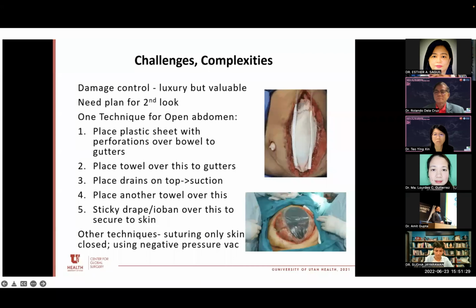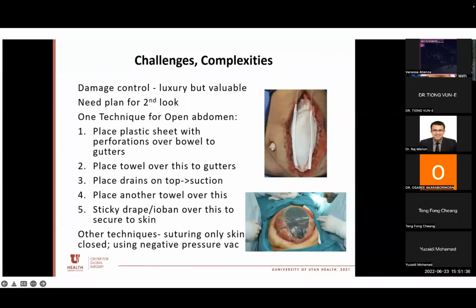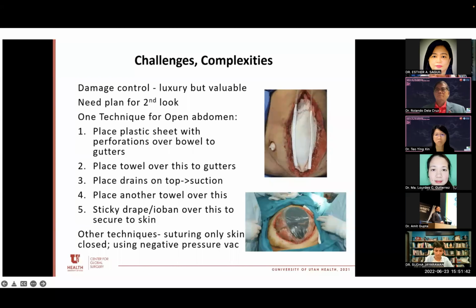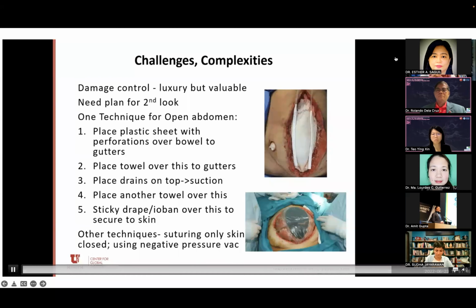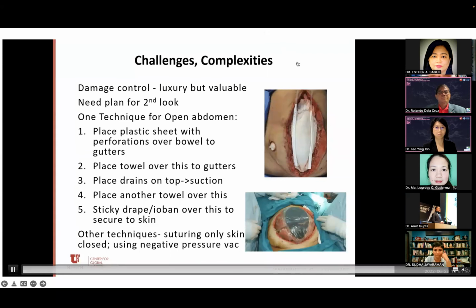If you have the availability of resources to perform a damage control operation, leaving somebody's abdomen open for resuscitation can be easily done. Here's one technique. This is actually a technique that my colleagues and I use commonly. Place a plastic sheet that goes all the way down to the paracolic gutters. The sheet has small holes in it, and it's just a sterile plastic sheet, and it covers the bowel.